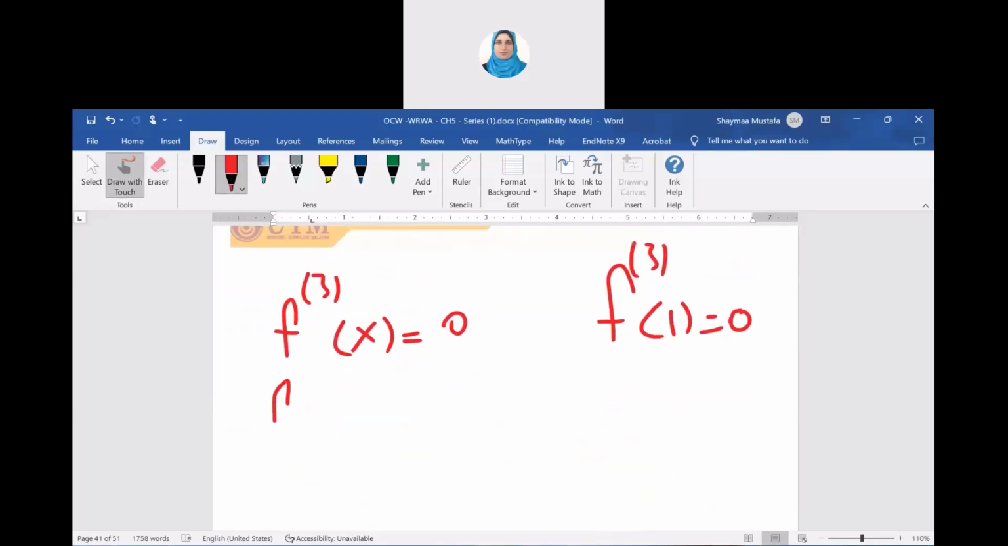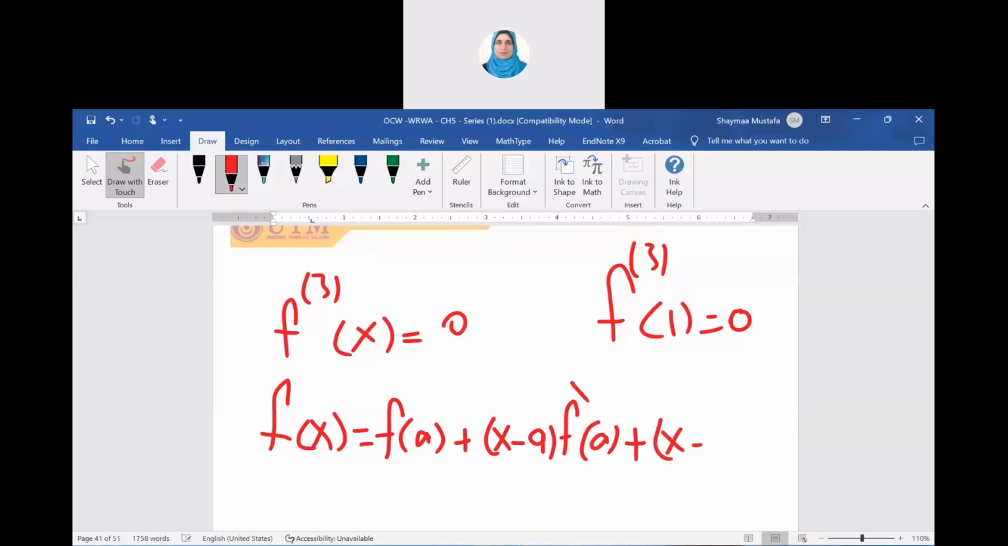I will write it here: f of x equal to f of a plus (x minus a) times the first derivative at a, plus (x minus a) squared times the second derivative at a, over 2 factorial.